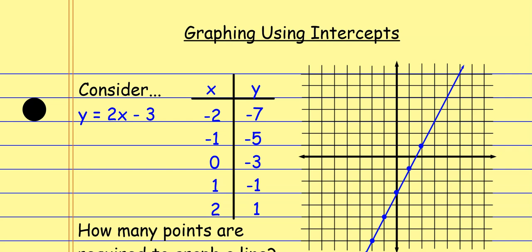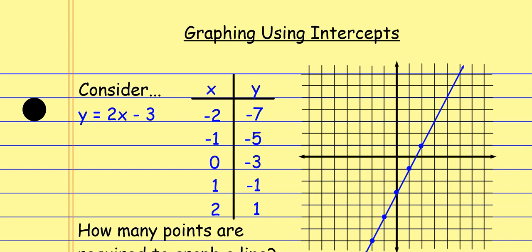Hi there, folks. Today we're looking at graphing using intercepts. And really, this is going to continue us using points to graph lines. But now we're going to start to incorporate that pattern that we've been seeing a little bit more. All right. So, for example, if I look at this first one, it's y equals 2x minus 3.